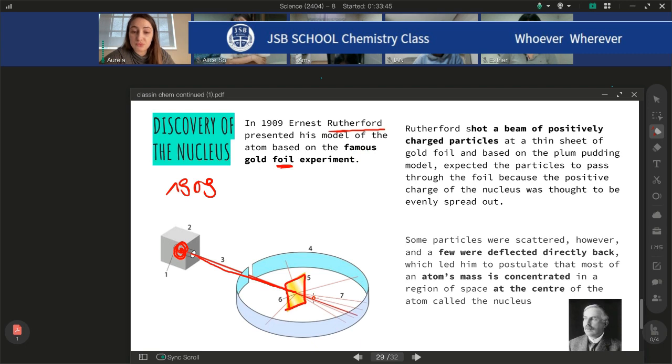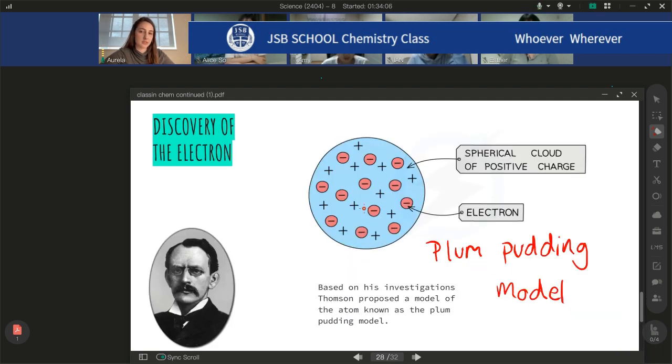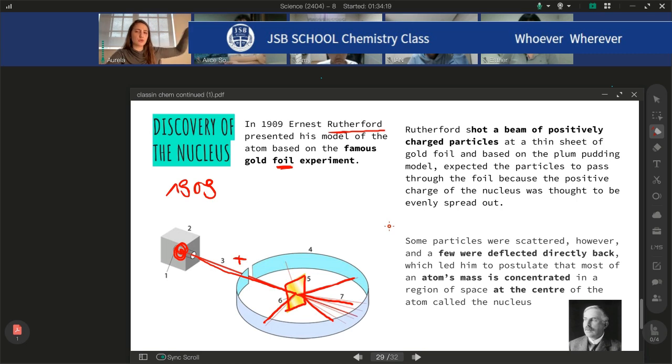And what happened was really interesting. So when these positive particles were basically meeting the foil, the gold, they were going into all kinds of directions, which is interesting. Because if you think about it, if the model looked like this, then they all should kind of just go through the gold foil. It's all evenly spread out. There's no big difference.